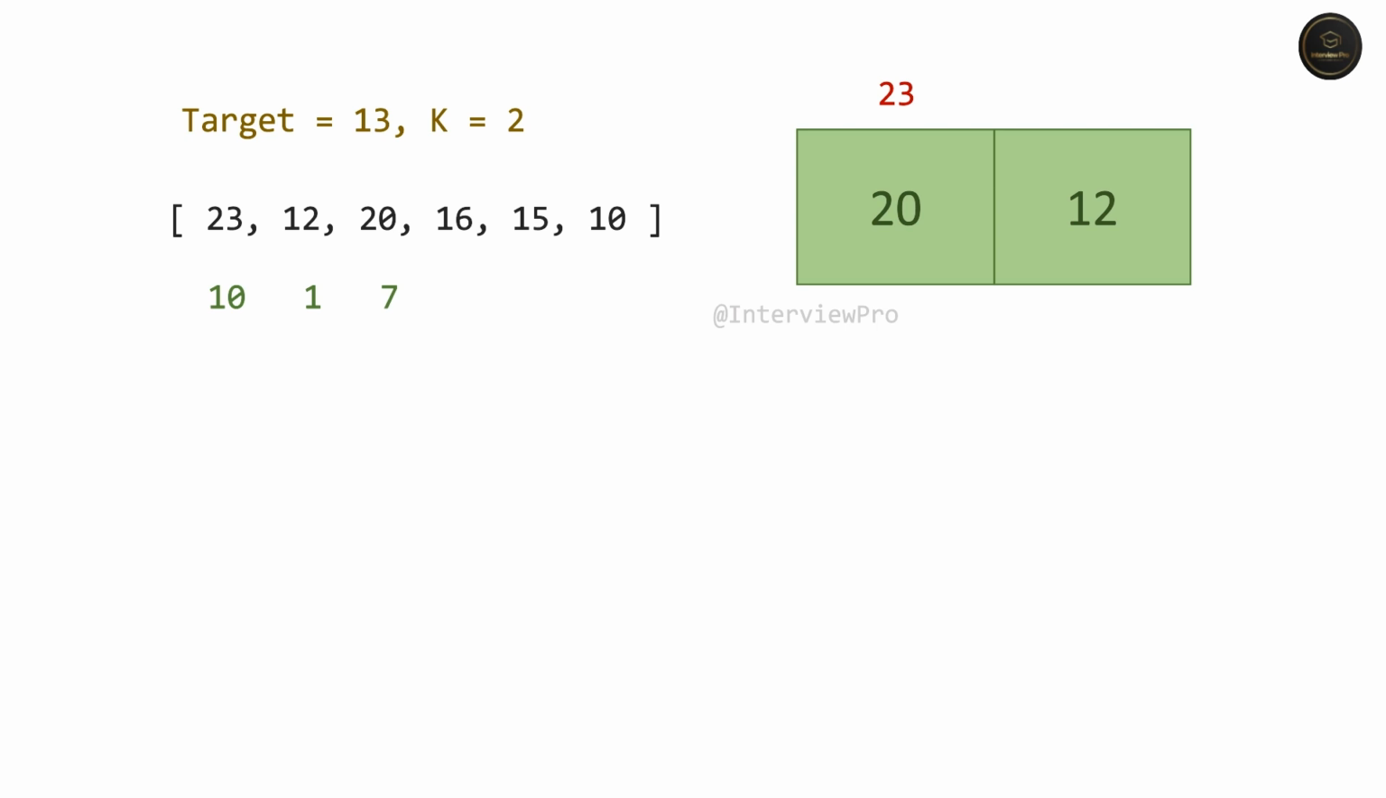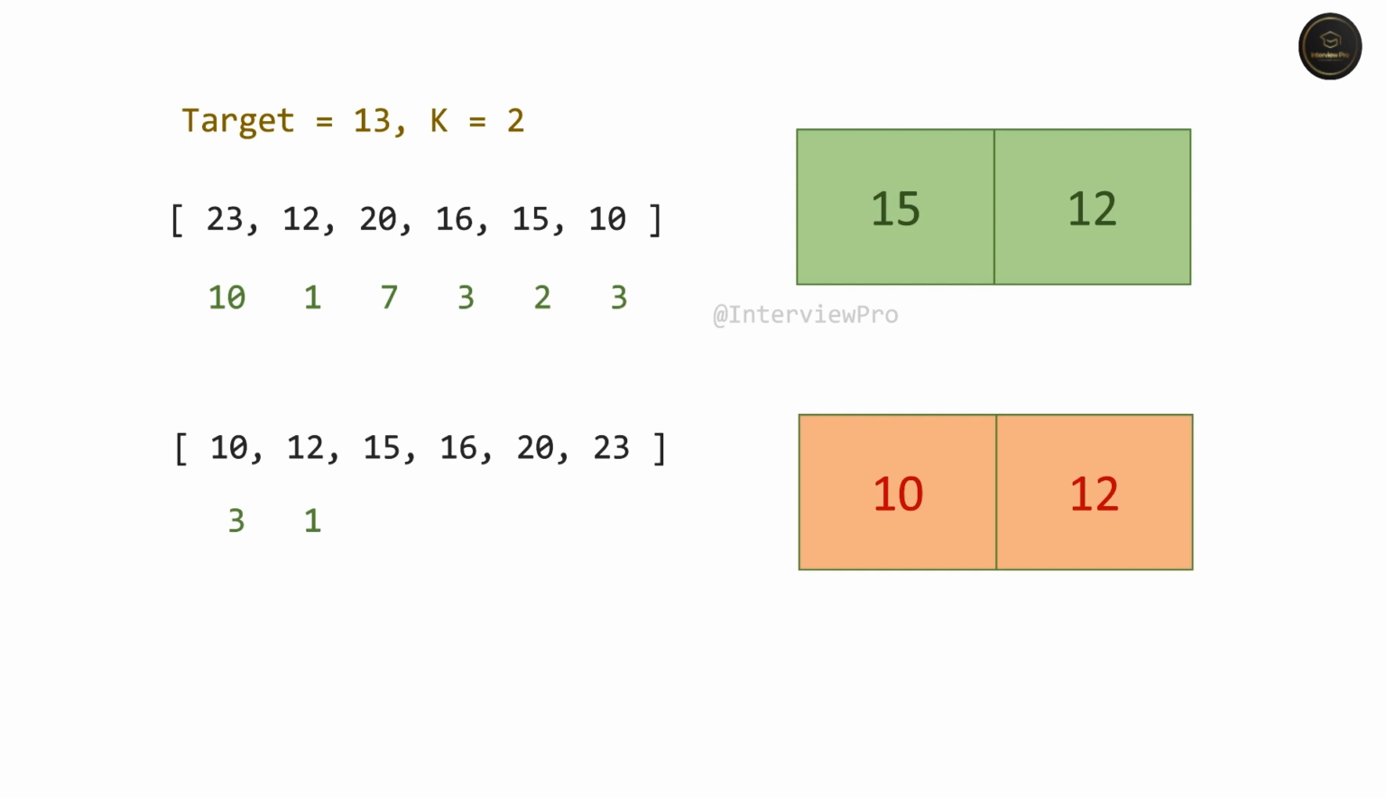Now we have 20, which is somewhat closer compared to 23. So the closer values are 20 and 12. Then we have 16, which is closer than 20. Then we have 15. And when we reach the element 10, which is at a distance of 3 from 13, we already have 15 and 12, which are better than 10, right? 15 is at a distance of 2 and 12 is at a distance of 1. These two are somewhat closer compared to 10, which is at a distance of 3. So our final output would be 15 and 12 are the closest values to 13.